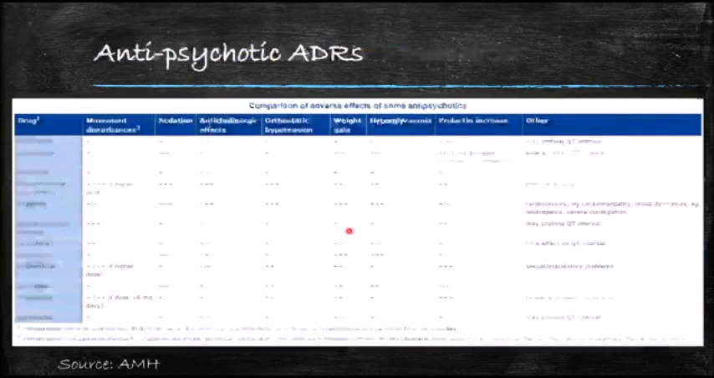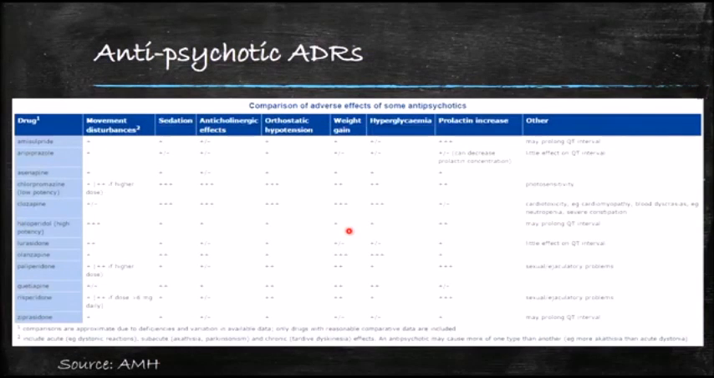This is your comparison of the adverse effects of some of the antipsychotics, and there's pluses and minuses everywhere. But if you remember that your atypicals cause metabolic side effects, and clozapine can cause agranulocytosis, and your first gen causes movement disorders, that's probably enough.